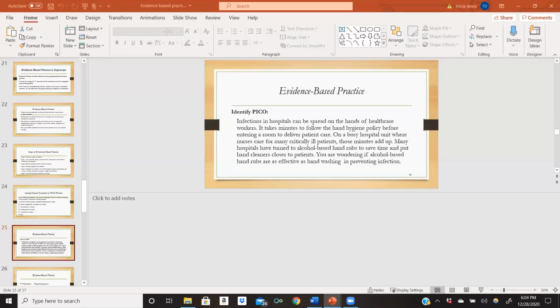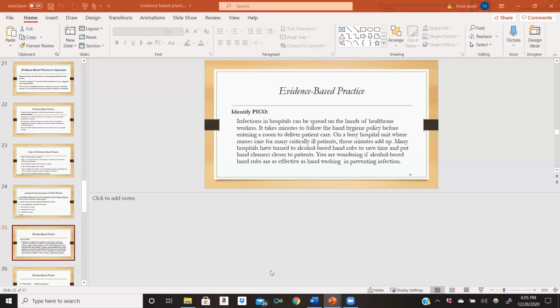All right, so identify a PICO. This is an example. Infections in hospitals can be spread on the hands of healthcare workers. It takes minutes to follow the hand hygiene policy before entering a room to deliver patient care. On a busy hospital unit where nurses care for many critically ill patients, those minutes add up. Many hospitals have turned to alcohol-based hand rubs to save time and put hand cleaners closer to patients. You're wondering if alcohol-based hand rubs are as effective as hand washing in preventing infection.